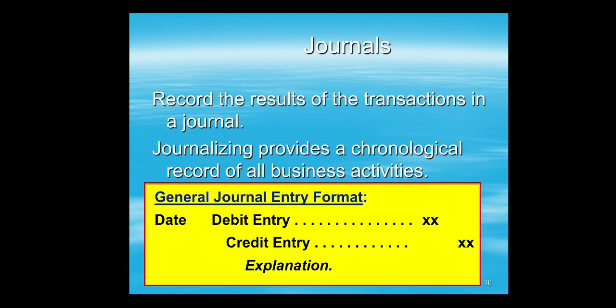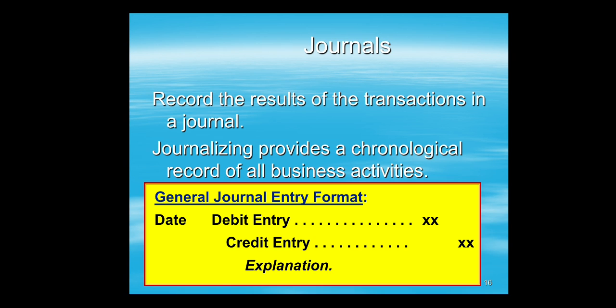So just to refresh your memory, journal is the first book in accounting, and you have to record business transaction in journal in step 2 of the accounting cycle. There are many types of journals, but in this course you will learn about how to record business transaction in general journal only. So this is the format of a general journal entry.